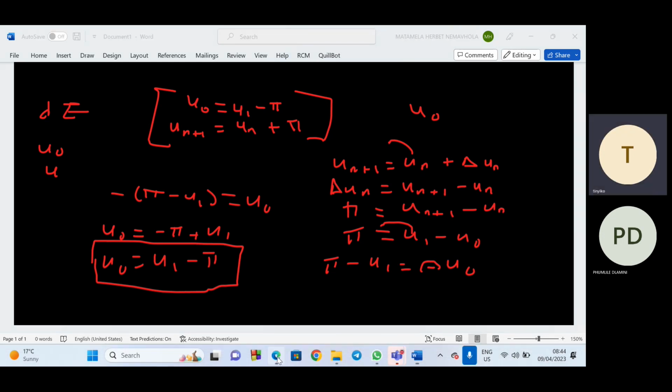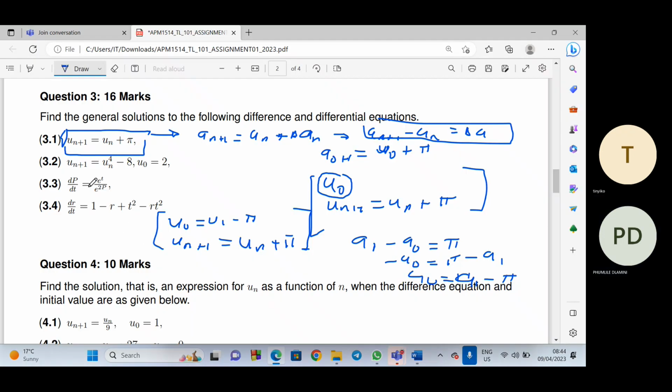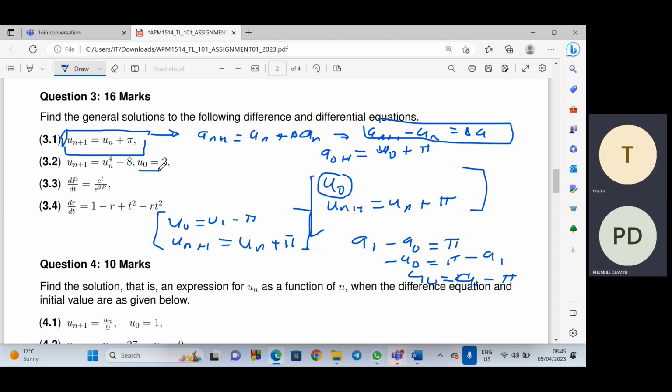Okay. So this one here, number 2: mu n plus 1 equals to mu n squared to the power 4 minus 4n, with mu 0 equals to 2. In this one, we are given mu 0.